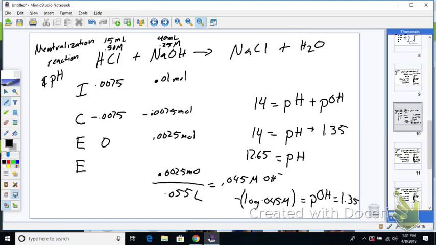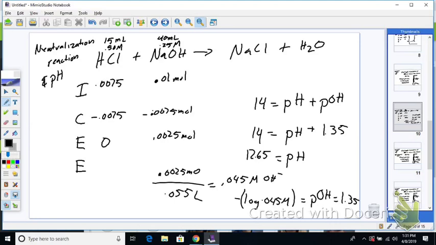Get out a burette. The base goes in the burette. This is your acid. Just start with 10 milliliters like we always do. Pull up 10 and put it in a beaker. Don't put in any indicator.